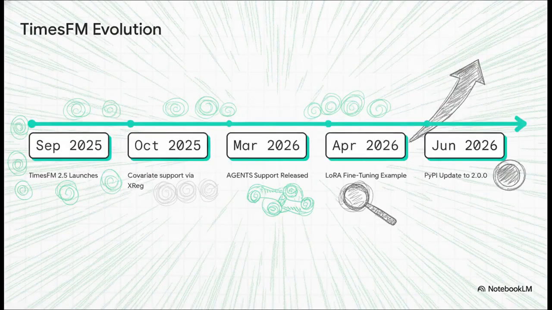And you know, the pace of development since that September 2025 launch has just been relentless. In October, they added XReg to support external variables, March brought agent support, and then in April, we got LoRA fine-tuning examples for custom datasets. By the time the PyPI package updated to version 2.0.0 in June, this thing had fully transitioned from a raw research paper into a highly adaptable, ready-to-use toolkit.